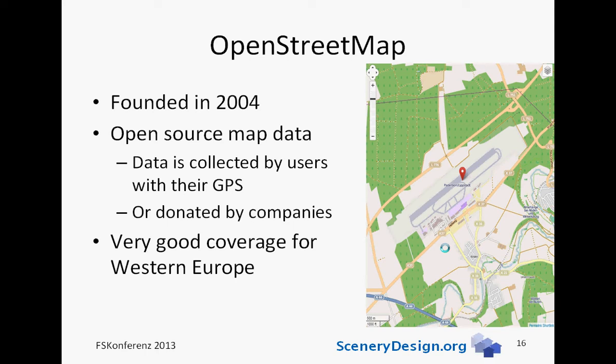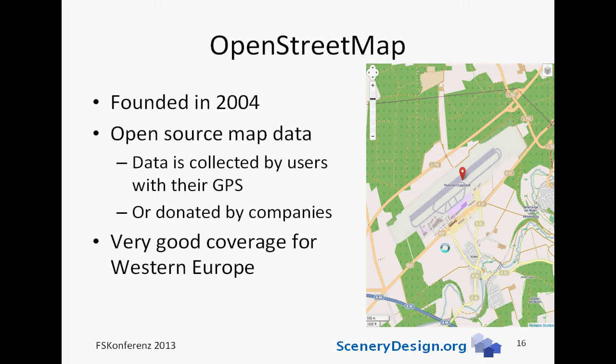That's a project started in 2004, and the aim of that project is to create open source map data. So to create sort of an open source map of the world. And the data in OpenStreetMap is in general collected by people like you and me, who go out with their GPS device and just track their local street, or maybe if they go cycling, they will take their GPS and track all the bicycle paths that they followed. And by collecting and combining all that data, slowly a map of the world emerges. And there are also companies who have donated data to this project.